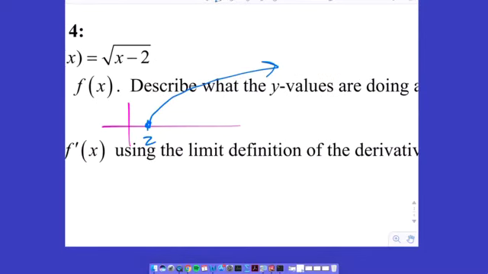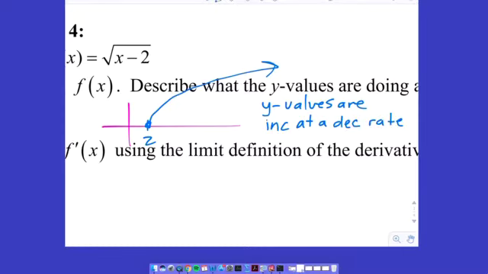So what would you say the y values are doing from left to right? Would you say they're increasing or decreasing? Yeah, they're increasing. How? At an increasing rate or decreasing rate? As we go to the right, are the y values going up faster and faster or less and less fast? Less and less fast. So the y values are increasing at a decreasing rate.